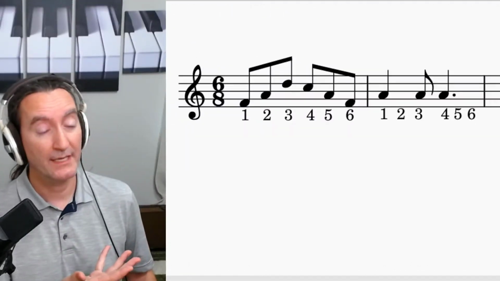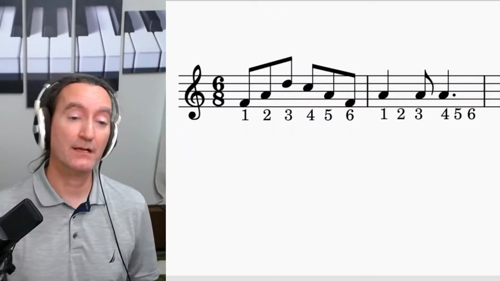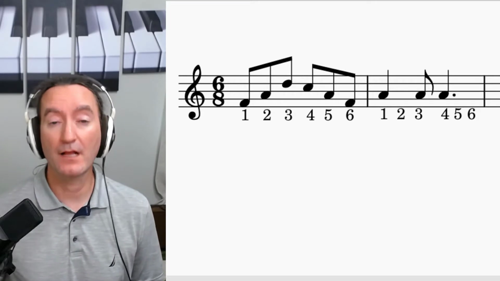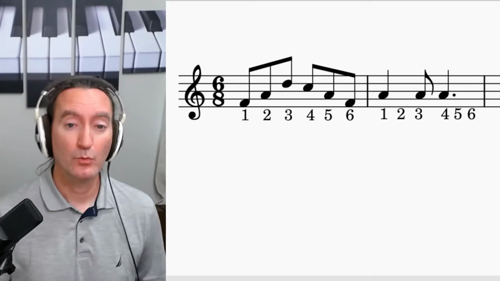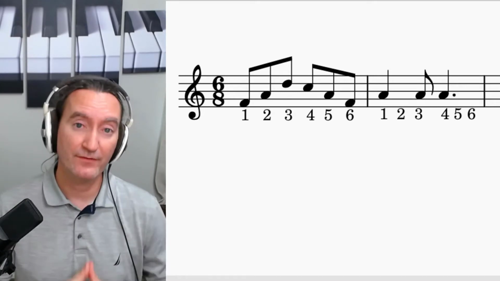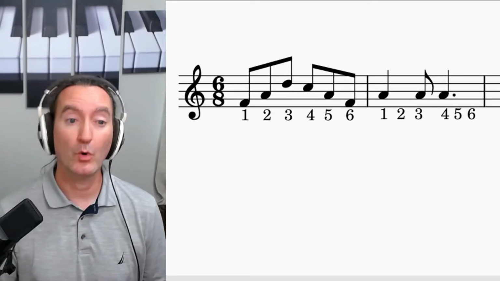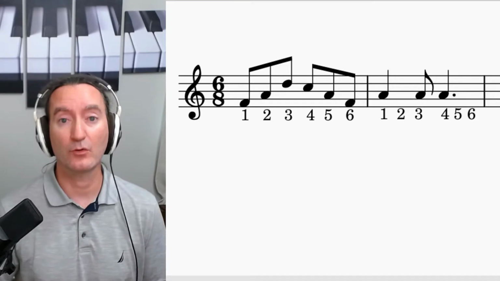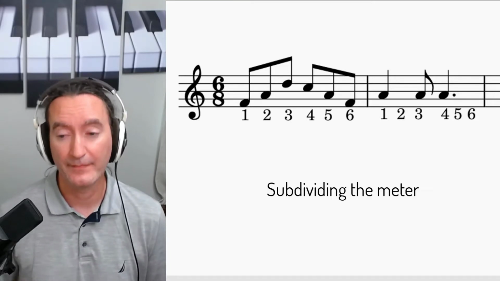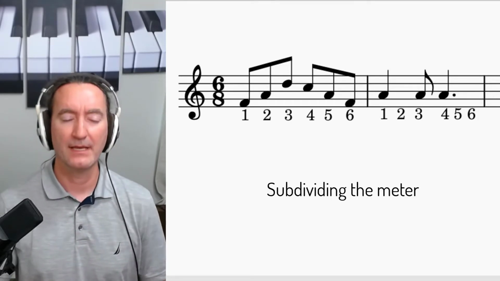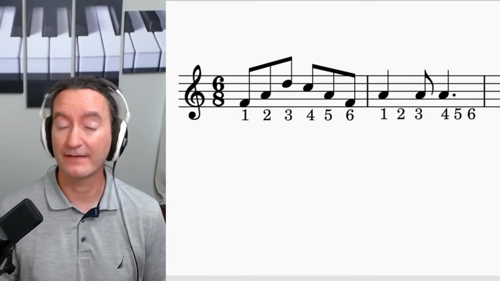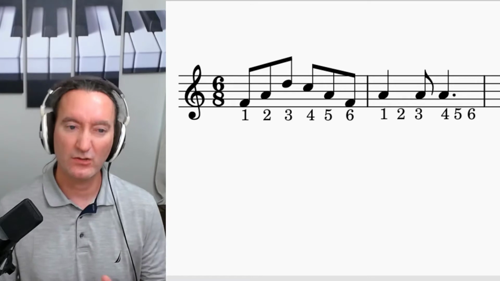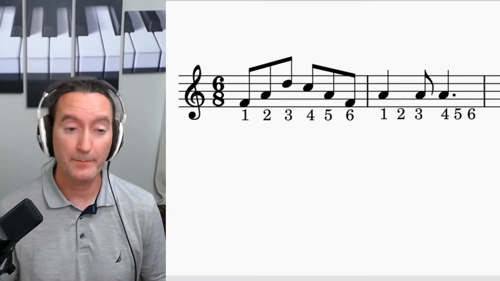Over on your right here, you're going to see the most common form of compound time. In compound time, again, we're combining different meters. Or we can call it subdividing or dividing up the meter. So let's go back a step. 6/8. Let's take the rules we already know from simple time. And if you haven't watched my simple time video, take a look at that and that'll explain this also.